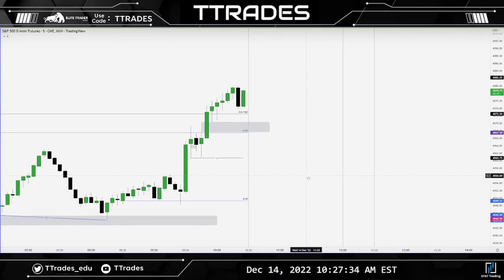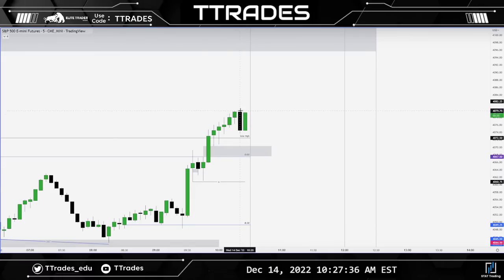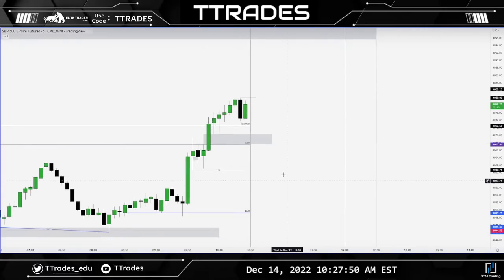With the black candle down, this would be a mitigation block once this high is invalidated. Sorry, man. Once this high is invalidated here, that's a mitigation block. The reason it's a mitigation block is it never took any lows or took any liquidity, right? So it can't be an order block.